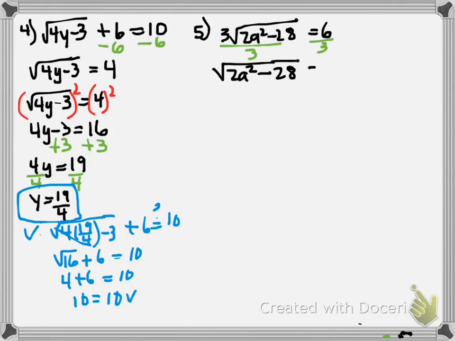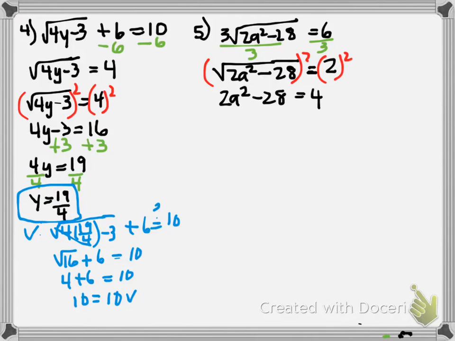equals 2. Now I'm going to skip writing this a second time because you can see it really well when we're using this vehicle. Now that I've isolated the radical, this is the time I get to square both sides. So the square root of a quantity squared is the quantity, so I get 2a squared minus 28 equals 4. So now everything is rational.